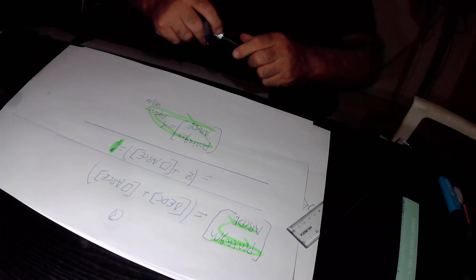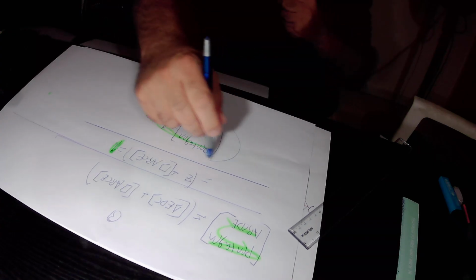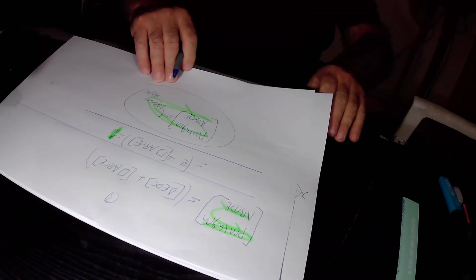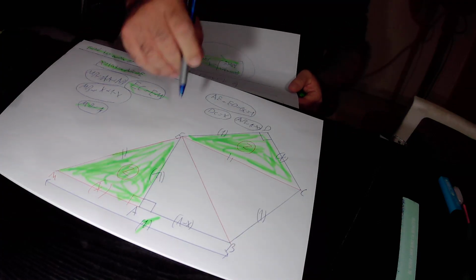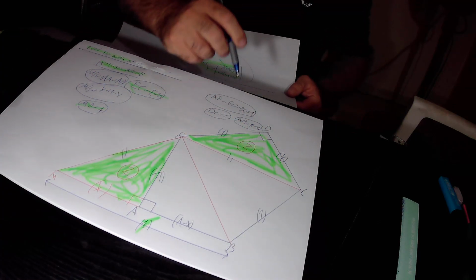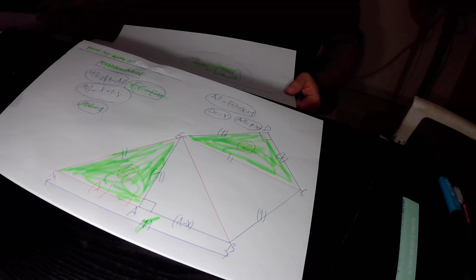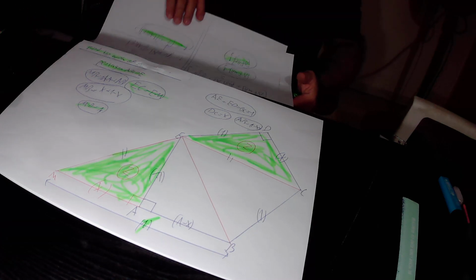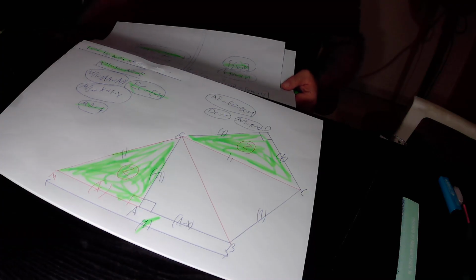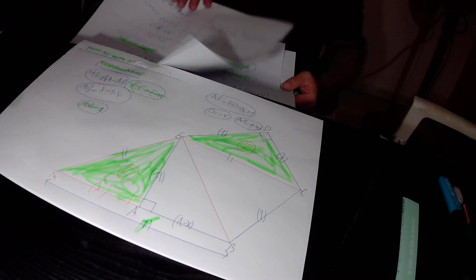So again, the area of this big pentagon ABCDE is equal to 1 square unit. So we finish with the first question. The next step, I will solve the second question of this lecture.